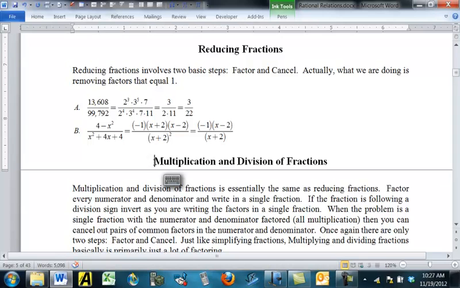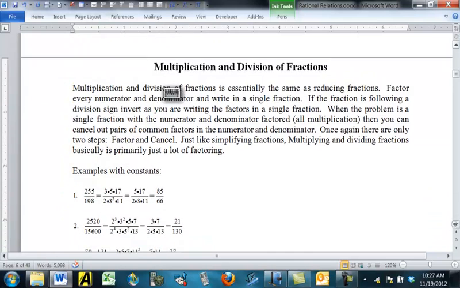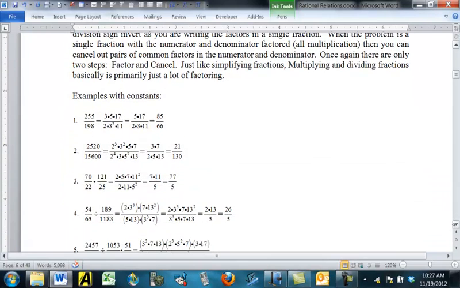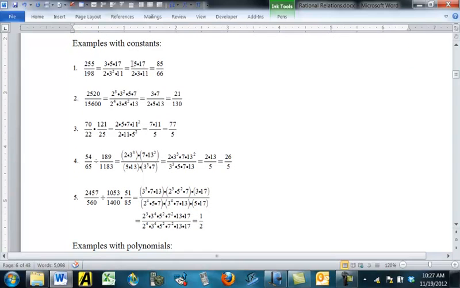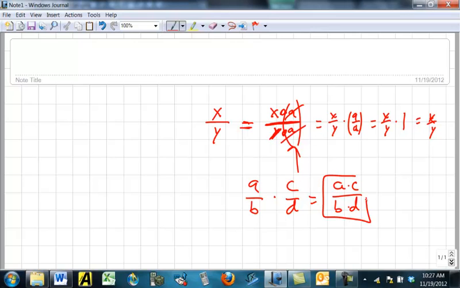Okay? Multiplication and division of fractions is really no more problem than reducing fractions. Okay? Because if you remember, okay, here's some examples with constants, just a couple examples of reducing fractions. But when we multiply two fractions, remember our basic setup is a over b times c over d is a times c over b times d. So then you want to reduce this fraction.